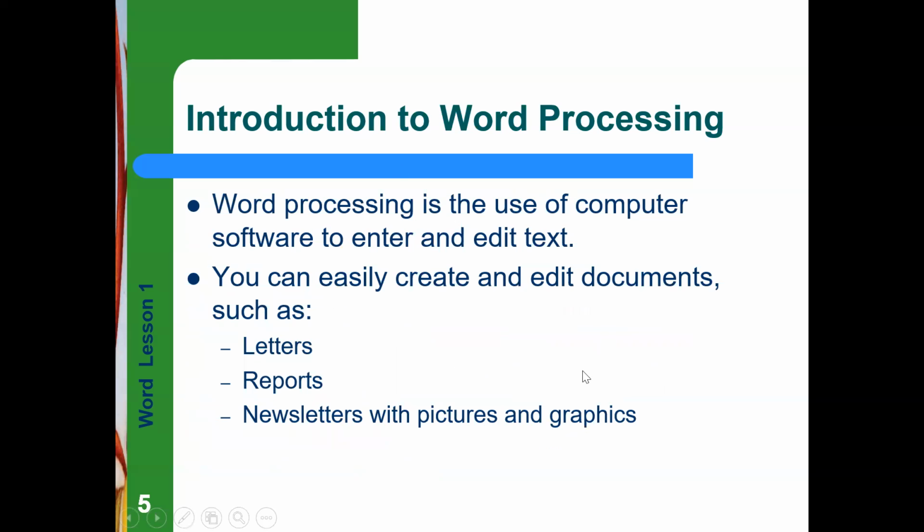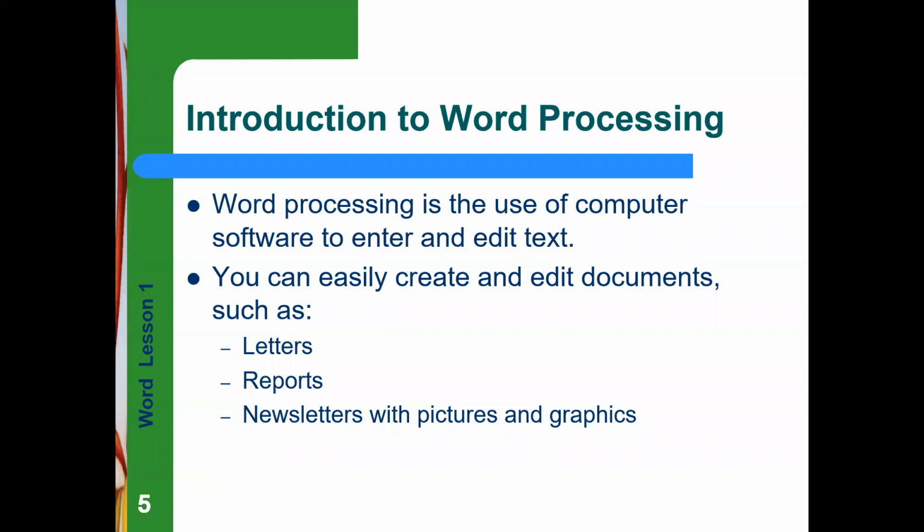Okay. So introduction to word processing. Okay, so what is Word? Word processing is the use of computer software to enter and edit text. You can easily create and edit documents such as letters, reports, newsletters, pictures, and graphics. Okay, so what is Word? So Word is a document processing software.